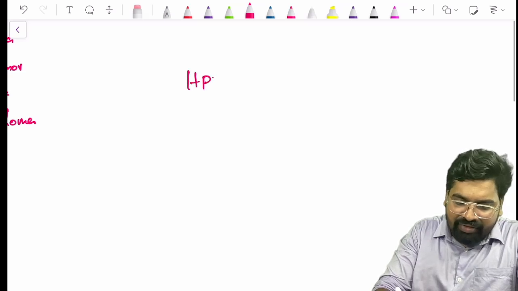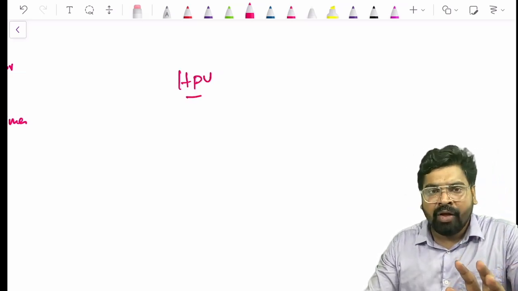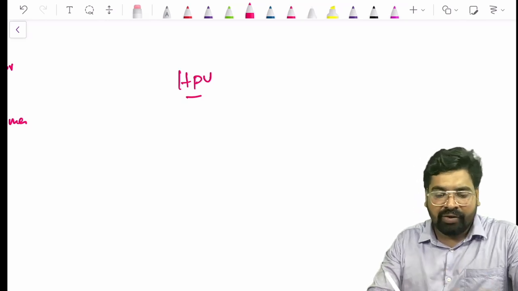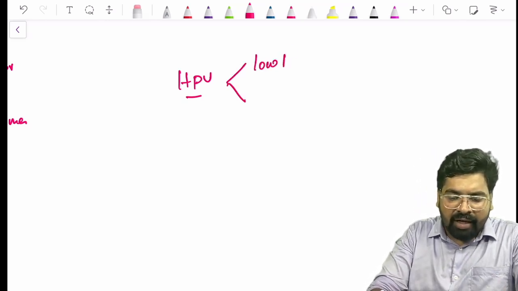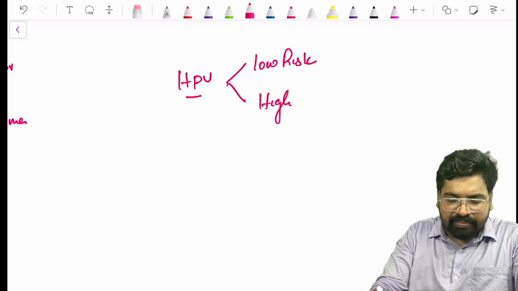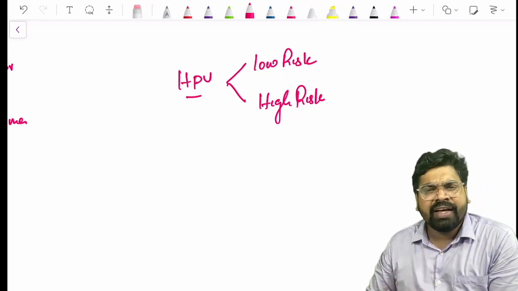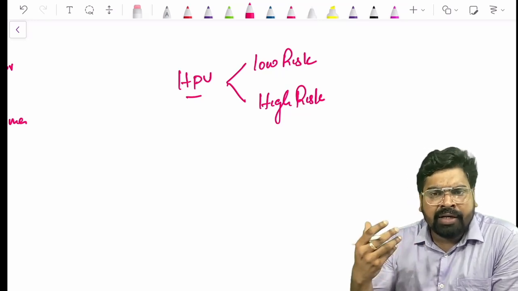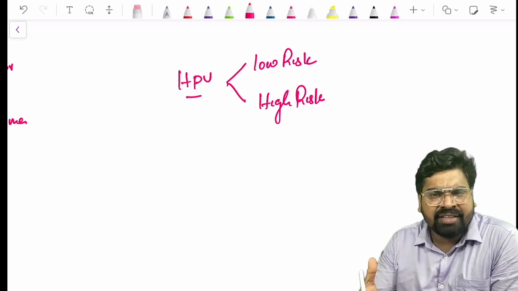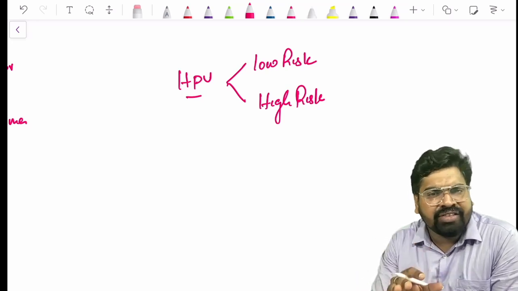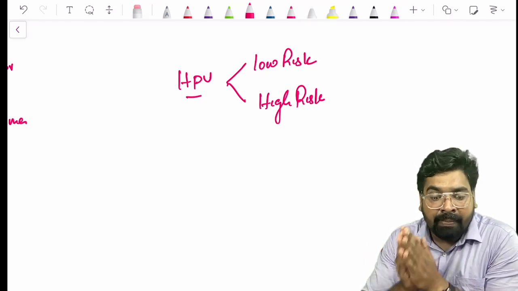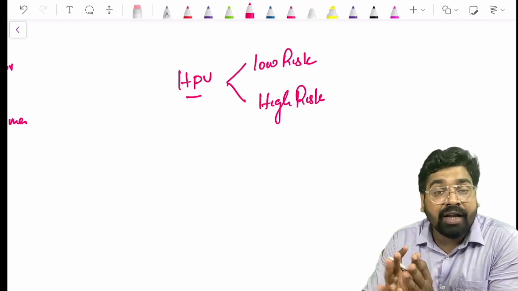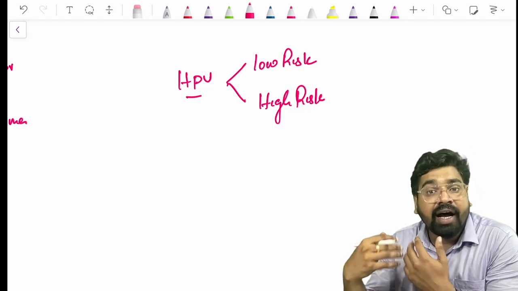HPV is actually a large family of viruses, and there are both low risk and high risk viruses in this. HPV is divided into two: we have low risk virus and high risk virus. Low risk virus will cause only benign lesions, just like squamous papilloma, condyloma acuminatum, and Heck's disease. All these are caused by low risk virus. They won't cause any malignancy, but HPV is equally capable of making malignant epithelial lesions. They are capable of causing squamous cell carcinoma, but that category is the high risk HPV.